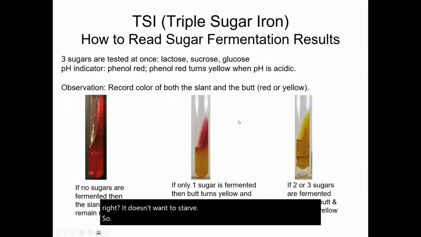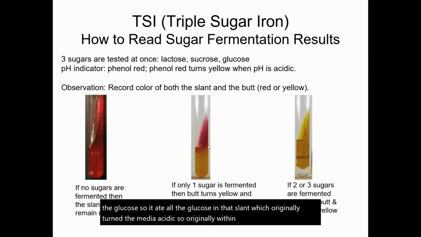So the reason the slant is red is because the organism can only ferment the glucose. So it ate all the glucose in that slant, which originally turned the media acidic. So originally, within about, I don't know, 4 to 8 hours, if you had looked at this tube in the incubator, it would have been completely yellow because it would have been totally yellow while glucose was available in both the slant and the butt.